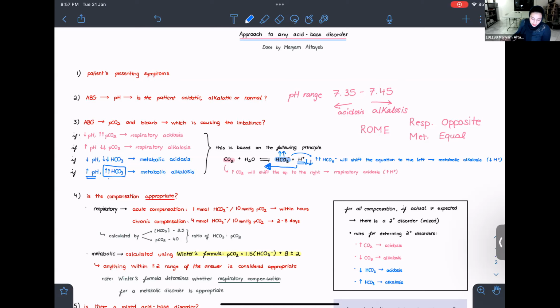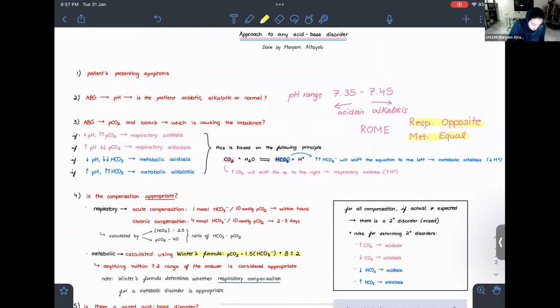All right. And I want you guys to remember as well that because this equation is shifting from one side to the other, we have compensation. And compensation makes sense, right? Because you're shifting. So if you're shifting this way, your CO2 is going to increase; if you're shifting the other way, your CO2 is going to decrease. We'll see in a moment that we have something called Winter's formula that allows us to calculate whether this compensation is adequate or inadequate. But again, just to recap, in respiratory, they're in the opposite direction.